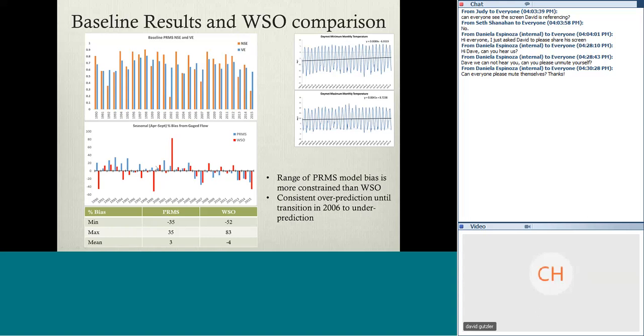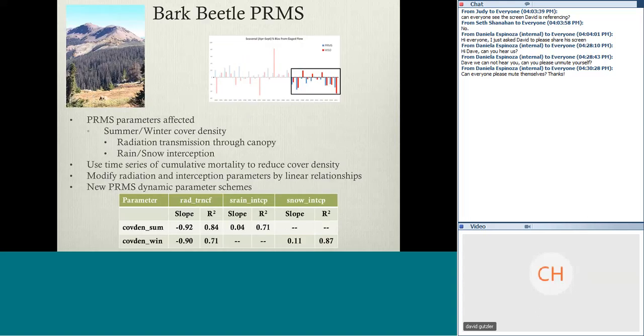You can also see that the PRMS model is much more consistent in its bias, so a consistent over-prediction up until about 2006 when it switched to an under-prediction period, and that may or may not be related to the bark beetle epidemic in that area.